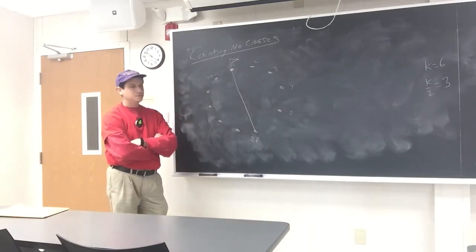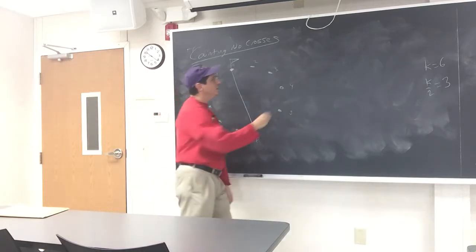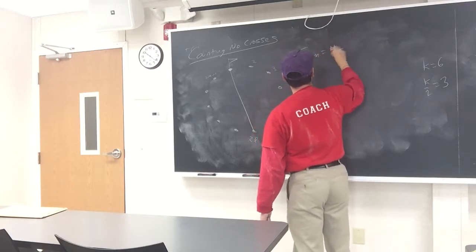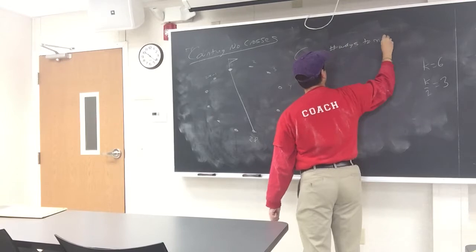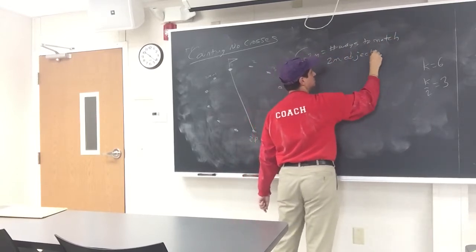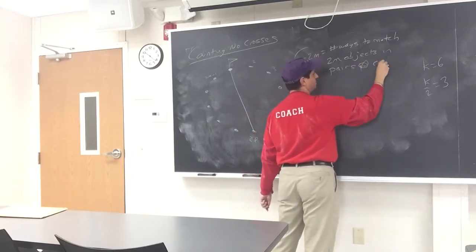Couldn't you define like a function and then do it recursively? Yeah. So let's let C of 2m equal the number of ways to match 2m objects in pairs without crossing.